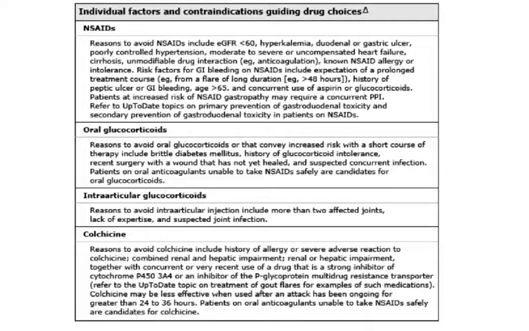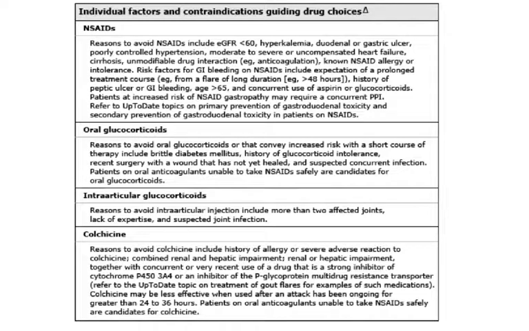For example, NSAIDs should be avoided in patients whose GFR is less than 60, who have hyperkalemia, or who have increased risk of upper GI bleeding, for example, duodenal or gastric ulcer, and if they are taking some anticoagulation. For patients who have uncontrolled diabetes mellitus, or they have a wound that has not yet healed, or we are suspecting any concurrent infection, in those we should not use oral glucocorticoids.